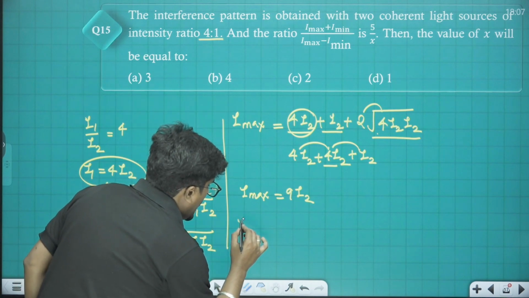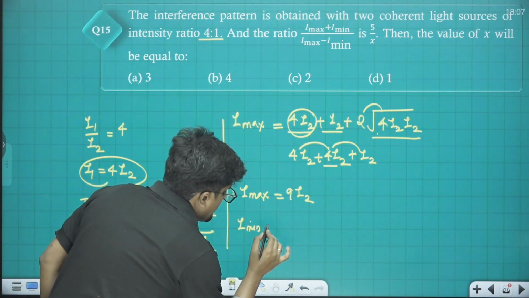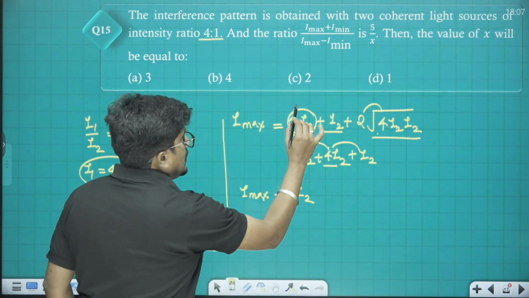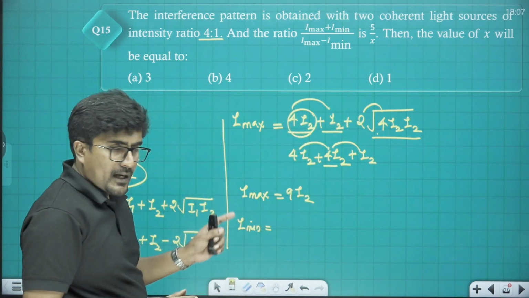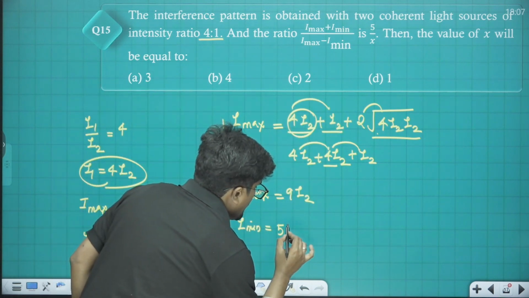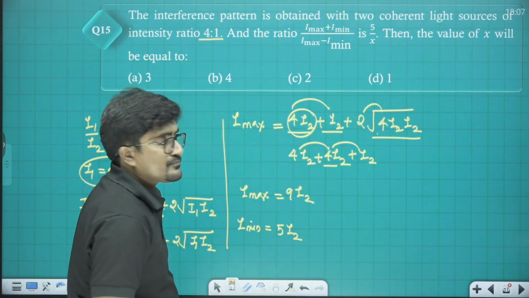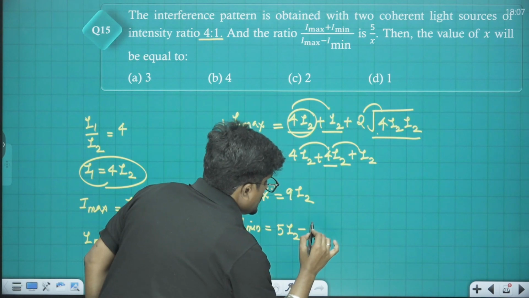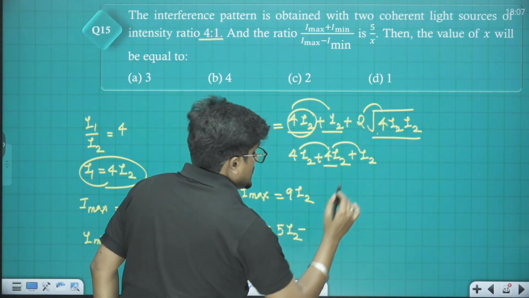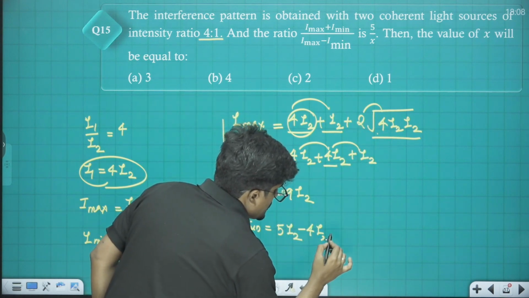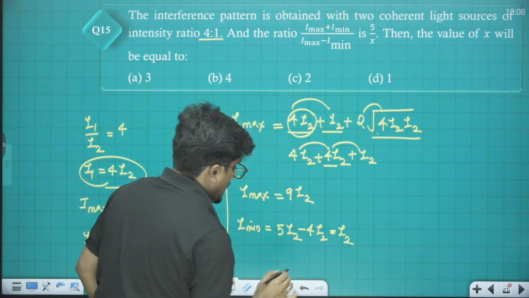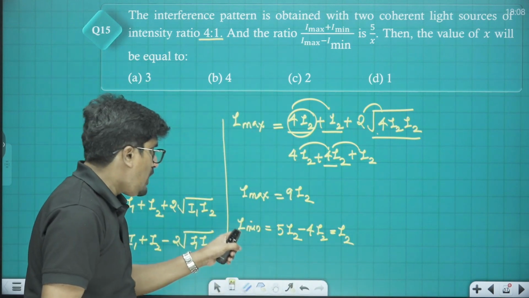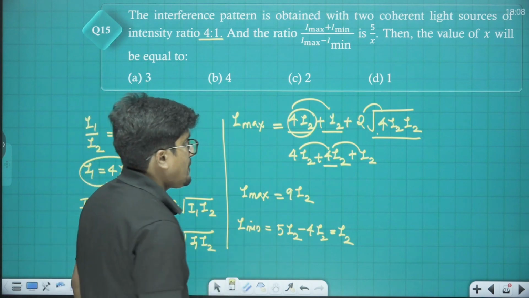And what about I minimum? I minimum is going to be again 4I2 plus I2, that is 5I2. And here this is going to be minus of what? Here this is again 2 times 2I2, isn't it? So here I minimum is going to be I2. So I max is 9I2 and I minimum is I2.